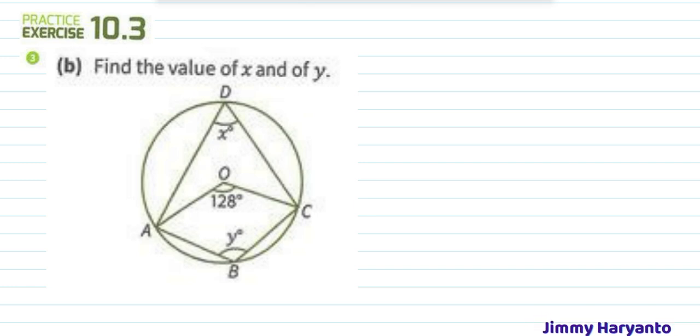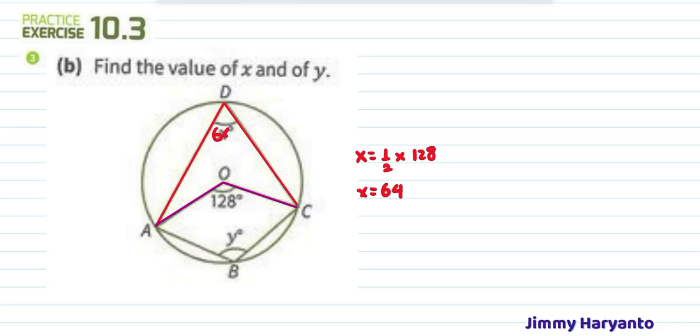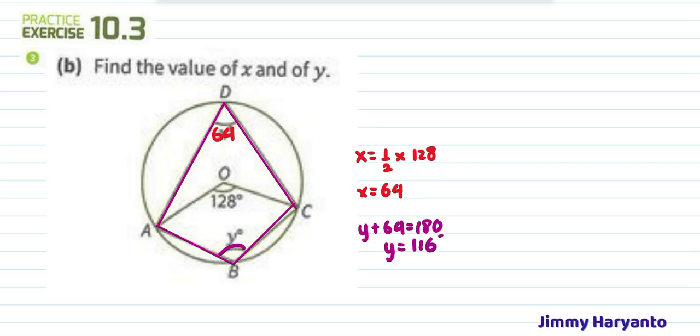For question 3b, I can get the x first using the circumference angle and the center angle. So the x will be half of 128, so x equals 64. And then after that I can use the opposite segment like this. So y plus 64 equals 180. That means y equals 116.